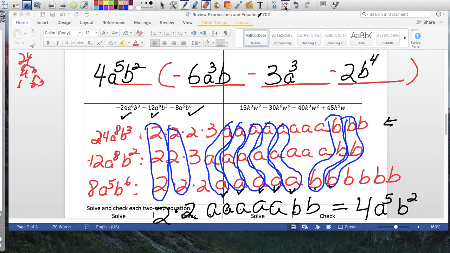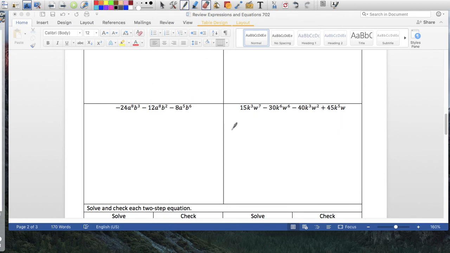Now that's one way of doing it. Okay, and if you're really comfortable, you can try to do it this way. So over here, let's see what I can pull out. So I can pull out 15, 30, 40, and 45. The biggest number in common between those 4 numbers is 5. So 5 is going to come outside.